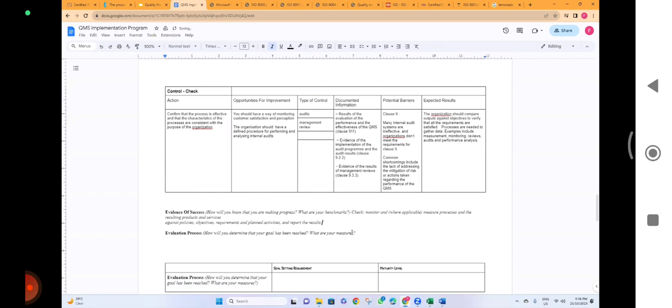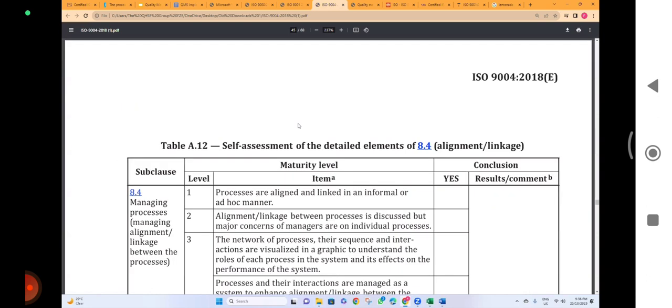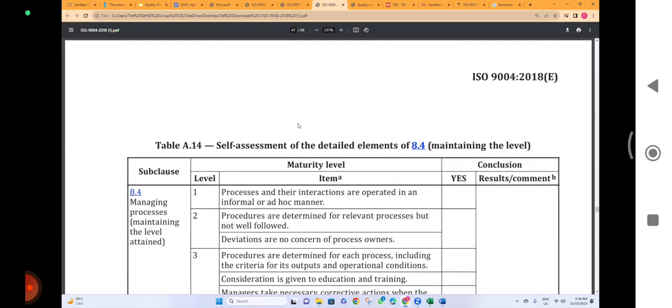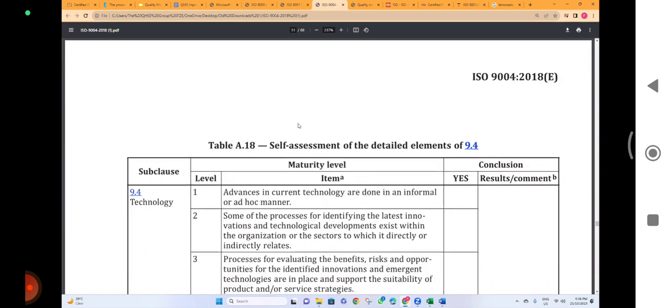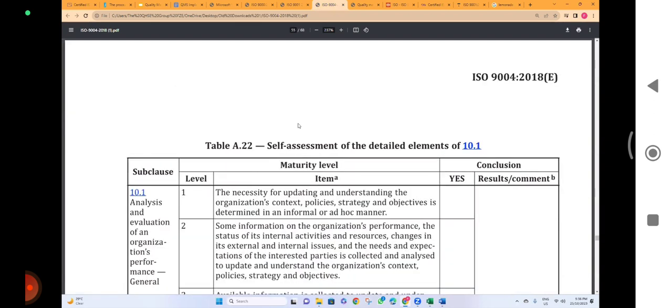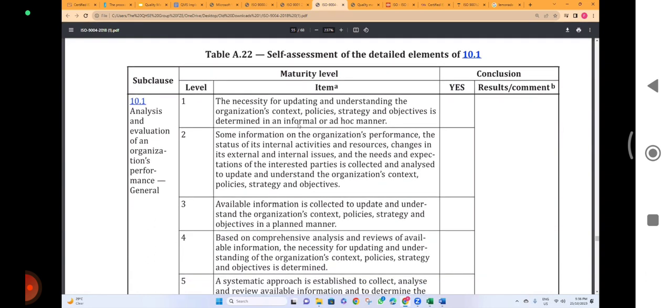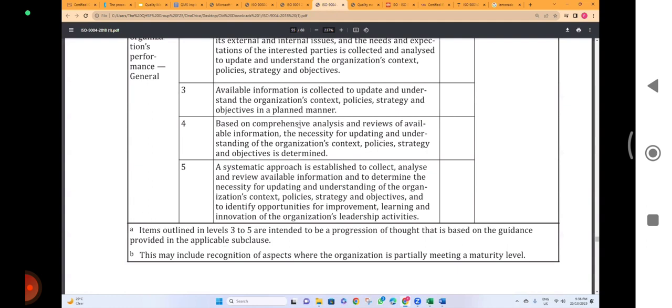After this evidence of success, how can you evaluate to determine that indeed this goal has been achieved? You open your ISO 9004. When you open ISO 9004, you go to this section right here, the analysis and evaluation of organizations' performance in general, 10.1, and then you see which level you are currently at. That is how you are going to measure it.